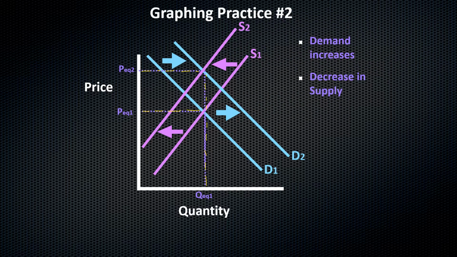So demand increases, supply decreases. What happens? Well, I see that my price equilibrium increases. What can I exactly say? Can I say that my quantity has not shifted? Well, I'm not sure because this is not a perfect graph. So what we call it is that change in the quantity equilibrium cannot be determined. So copy that down.